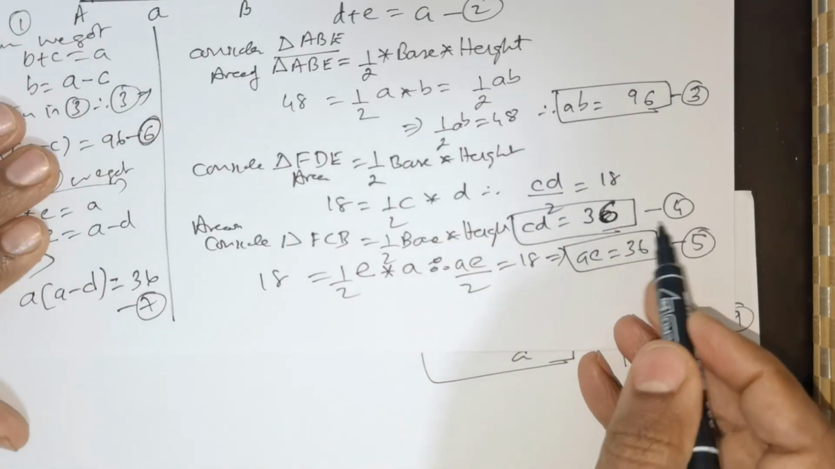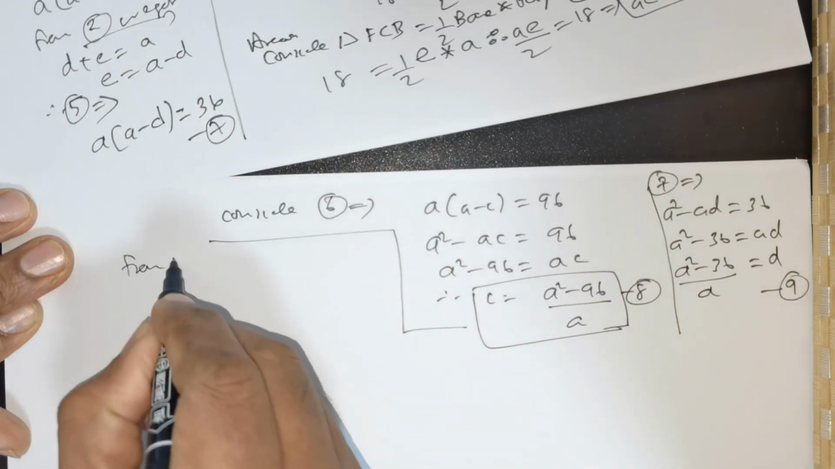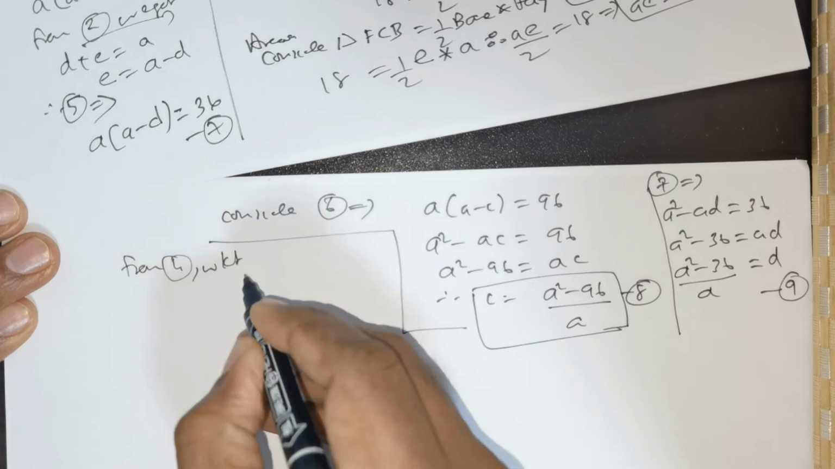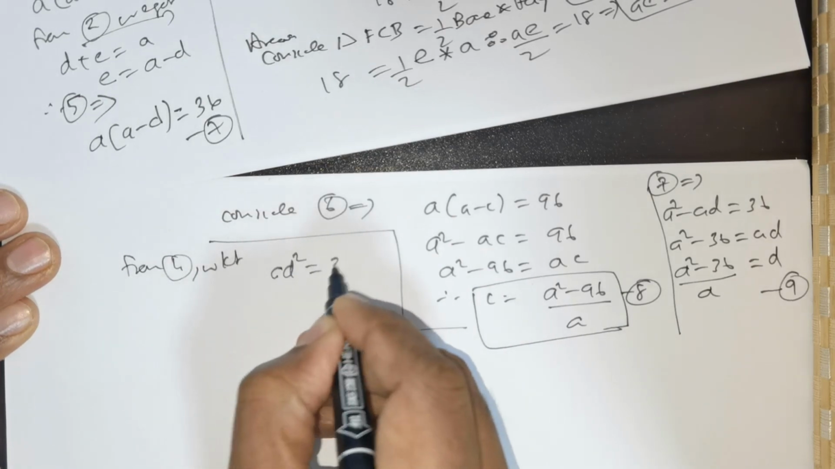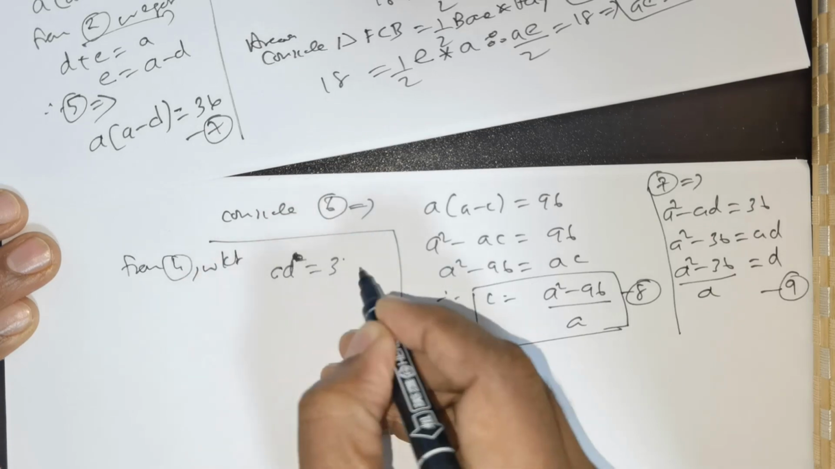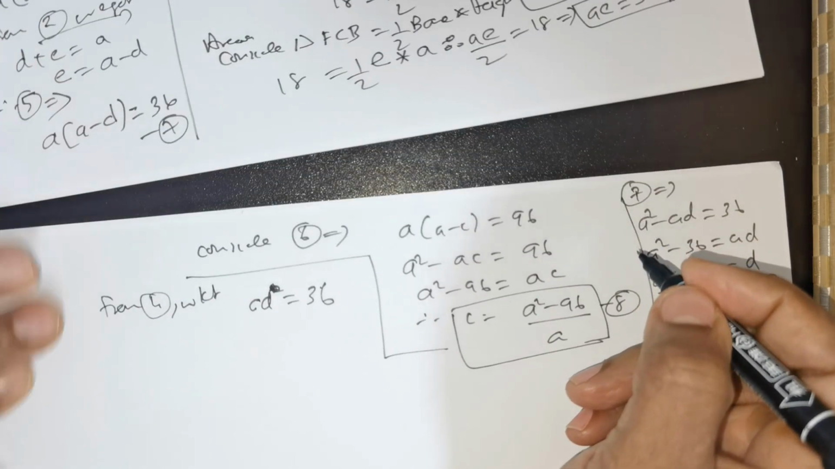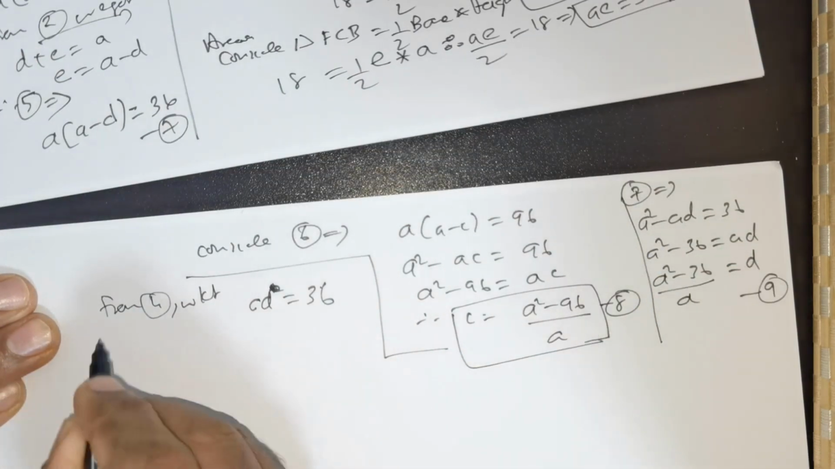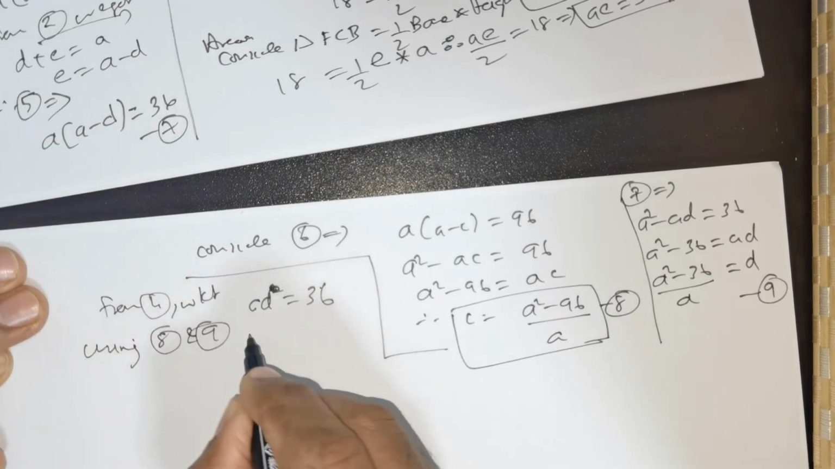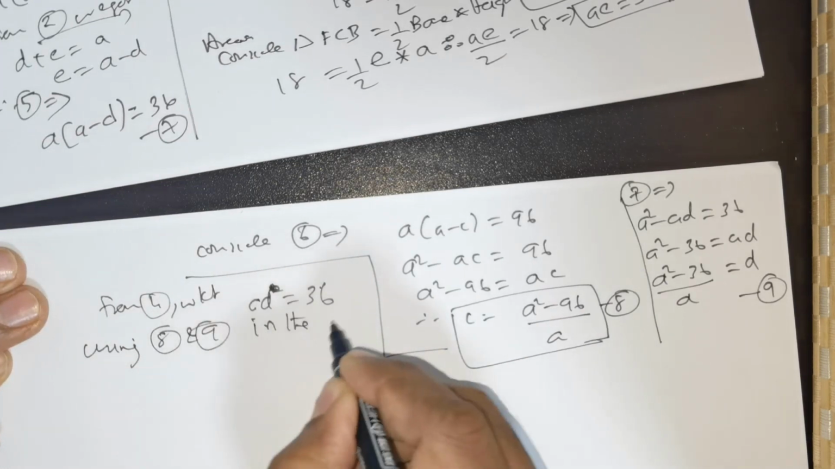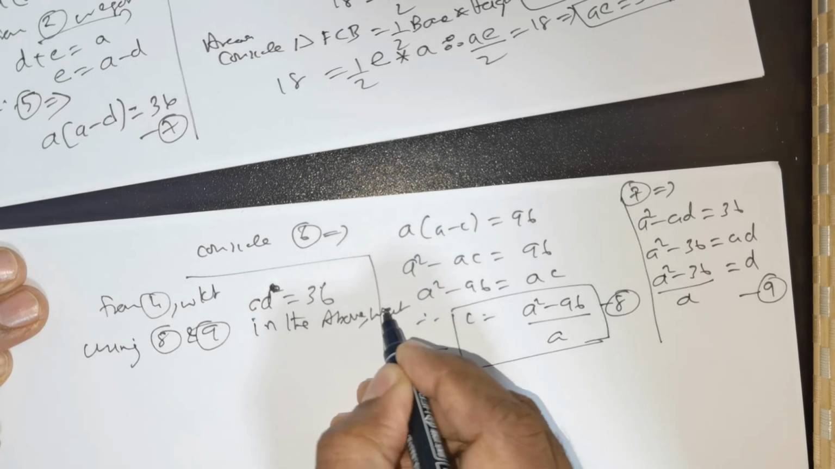Utilize 4. From 4, what do we know? We know that CD is equal to 36. It's not squared, the CD. CD is equal to 36. And using 8 and 9 in the above, what do we get?